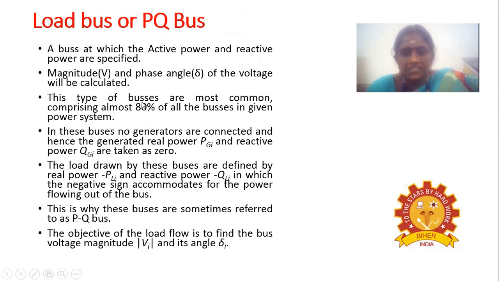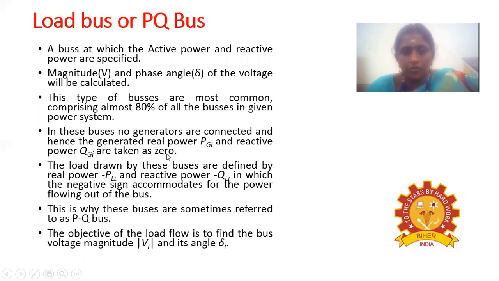This type of bus is most common, comprising almost 80% of all the buses in a given power system network. For example, if the power system network consists of 100 buses, 10 buses will be generator buses, then the remaining 80% of the buses will be load buses. In these buses, no generators are connected and hence the generated real power and reactive power are taken as 0. Okay, this is very, very important.